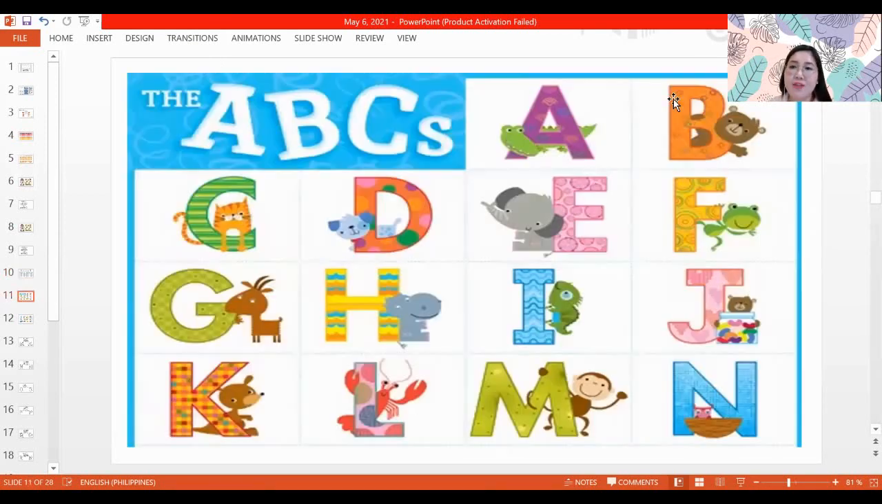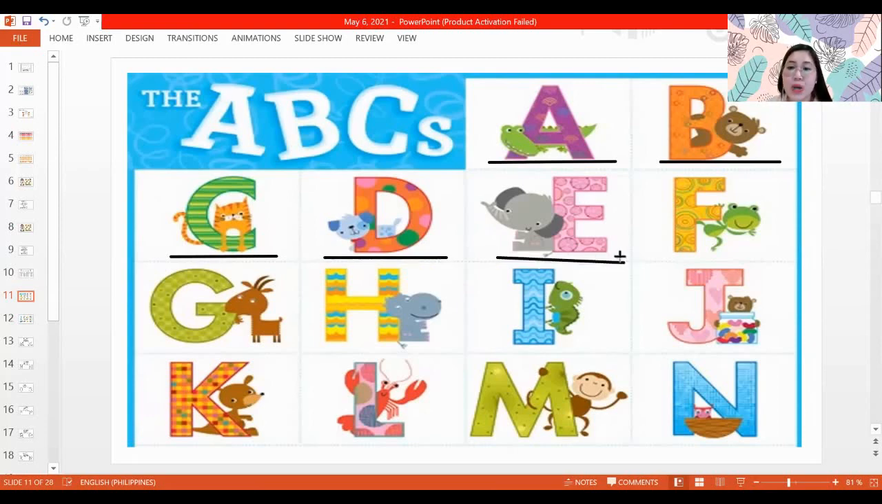Okie dokie, time for our letters. Let's review our alphabets and their letter sounds. So we have the letter A. The sound of A is A for alligator. We have letter B. The sound of B is B for bear. Letter C. The sound of C is K, K for cat. Letter D. The sound of D is D, D, D for dog. Letter E. The sound of E is E, E, E for elephant. Letter F. The sound of F is F for frog.